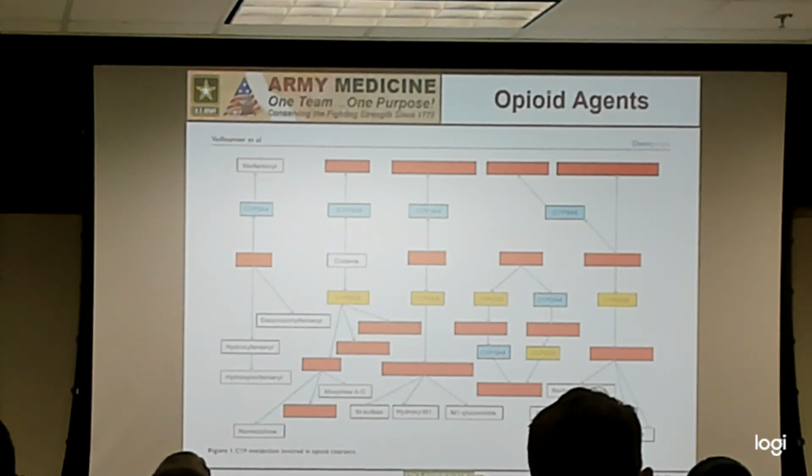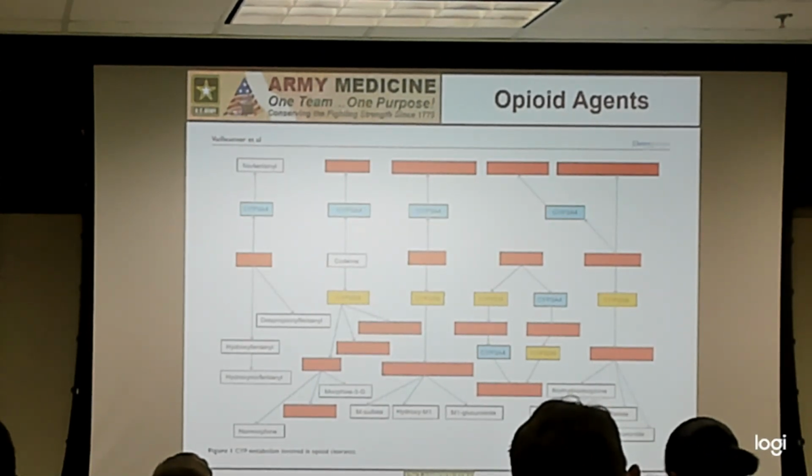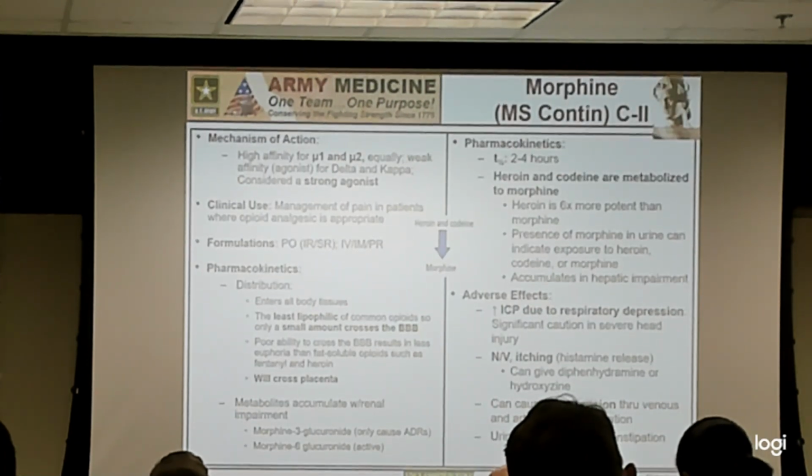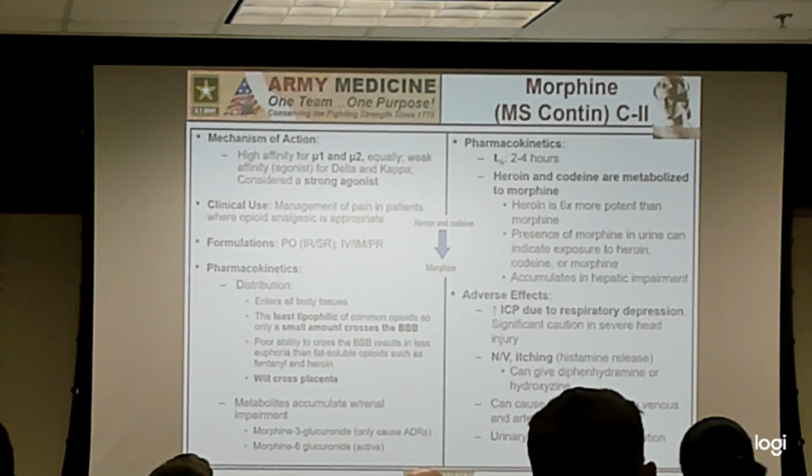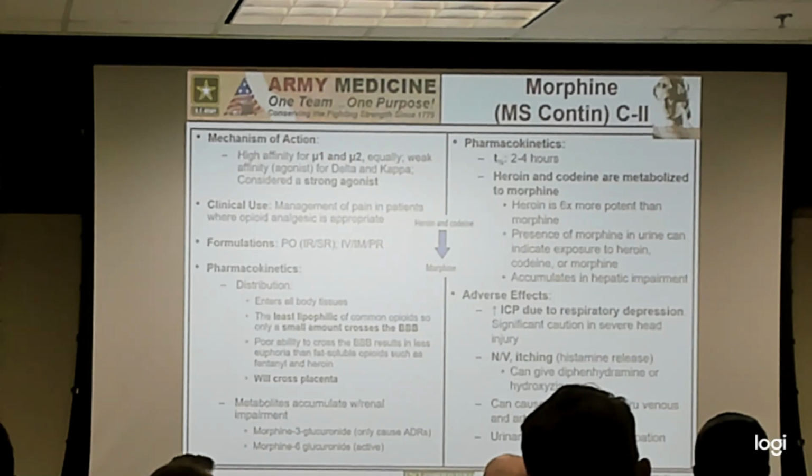Some of them are prodrugs. We will go through the ones that are prodrugs. So if you are inhibiting those CYPs, it's not going to work, okay? All right, morphine. Morphine is up there at the top. Okay, morphine is a good drug to use.